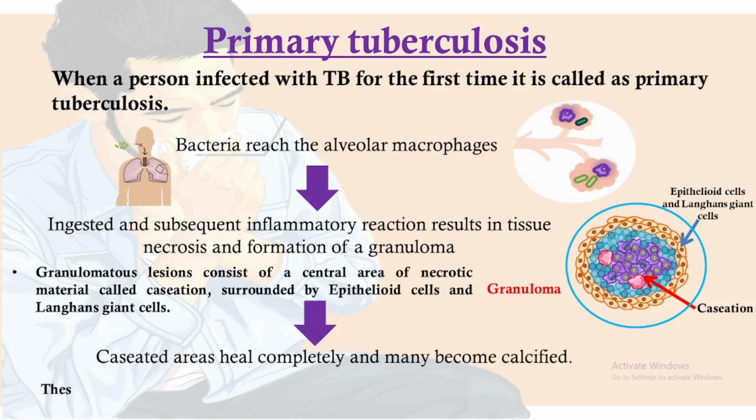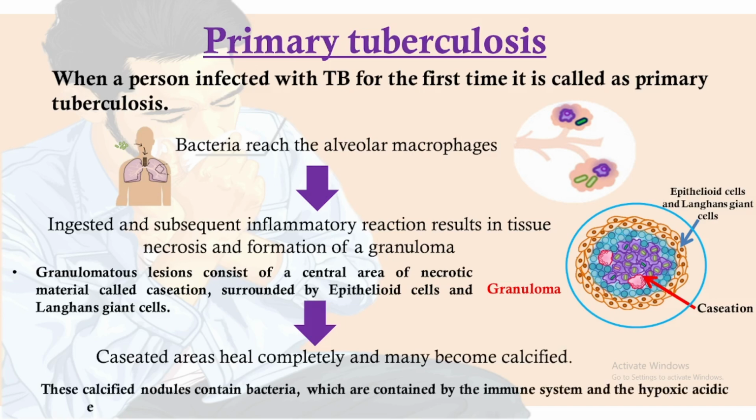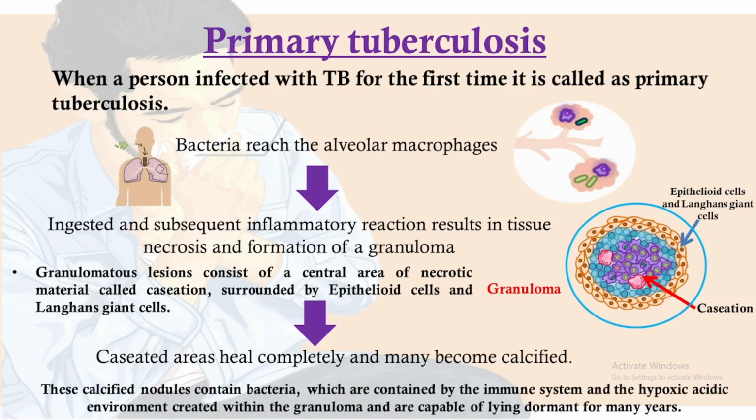Some of these calcified nodules contain bacteria, which are contained by the immune system and the hypoxic, acidic environment created within the granuloma, and are capable of lying dormant for many years. This is known as the primary focus, or the Ghon focus, of the disease. On a chest X-ray, the Ghon focus can be evident as a small, calcified nodule.